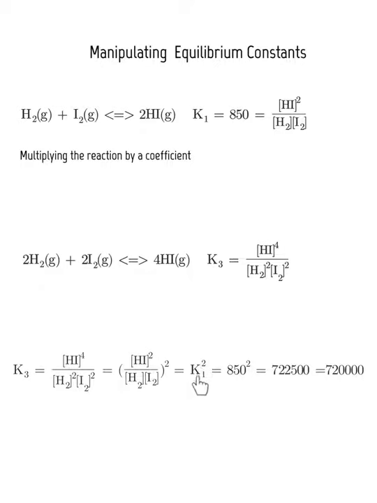So the relationship between K1 and K3 is if we multiply a reaction by a certain coefficient, then we can raise the equilibrium constant to the coefficient we've multiplied by to find the new equilibrium constant. So the new equilibrium constant would be 850 squared, which gives us 722,500. And because we have 2 sig fig in our original equilibrium constant, we're going to end up with 2 sig fig in our final answer.